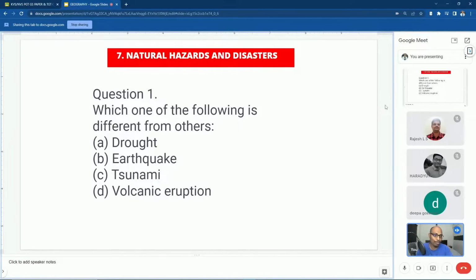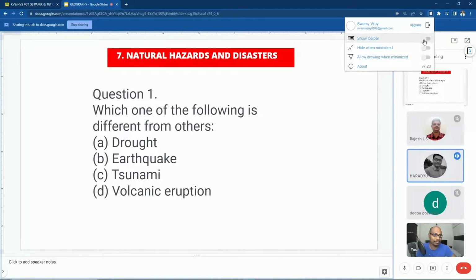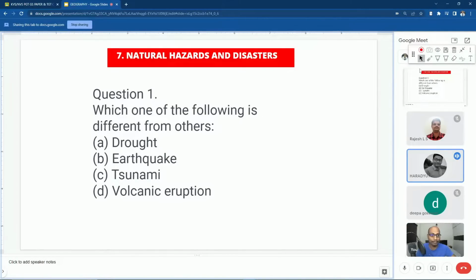Now, first, like as usual, Ghoshji, please read question number 1. Yes, sir. Which one of the following is different from others? Drought, earthquake, tsunami, volcanic eruption. The correct answer will be, I think, drought.